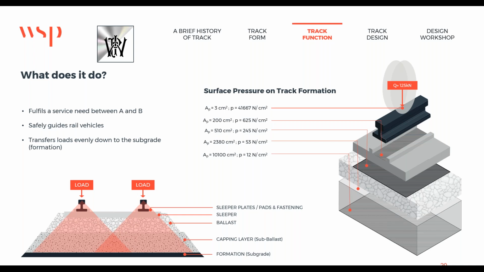It does a little bit more than that, the track. It safely guides rail vehicles, that's a kind of given. And the other important thing, it transfers the loads evenly down to the subgrade, that's down at the formation level. And there's a little graphic there about the surface pressure on the track. So achieving the optimum formation stiffness, which is able to effectively spread the loads, is an important factor in the design of a track form.